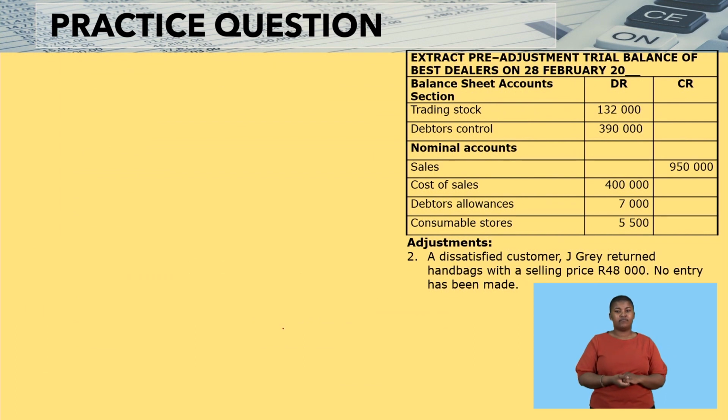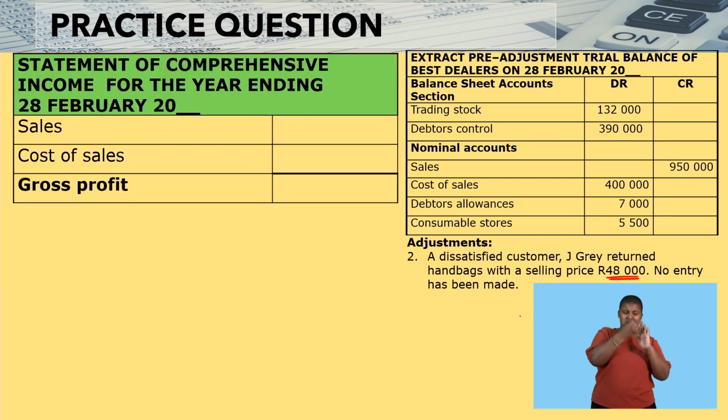Let us see if we have another adjustment. The next adjustment reads: a dissatisfied customer, J. Gray, returned handbags with a selling price of 48,000. No entry has been made. So once a customer returns goods, it has to affect 4 accounts, and we summarize it as discount. The selling price is 48,000.